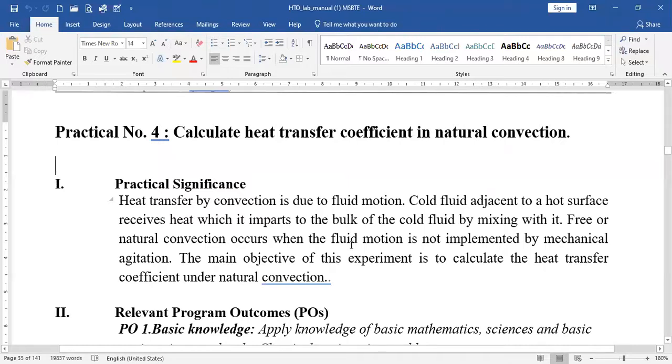So we have already discussed the convection phenomena in the theoretical part, that is, the rate of heat transfer from one point to another point or from one body to another body by mixing of cold and hot fluid. So if the convection occurs on the basis of density difference, then it is called natural convection. To calculate the heat transfer coefficient of this natural convection, we have to conduct this experiment.